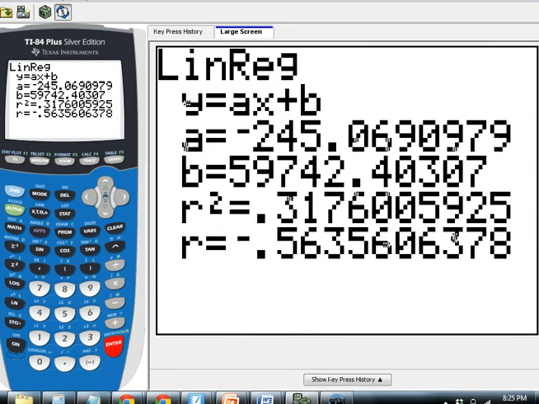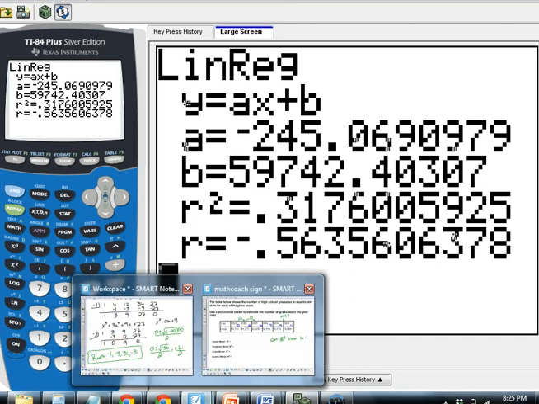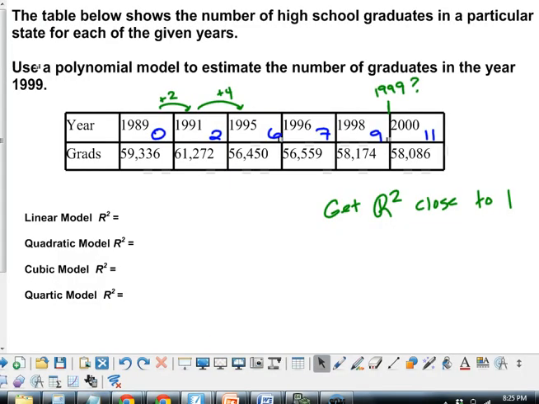If we look at this, you can see that the R squared value is 0.3176. So I'm going to go ahead and record that on my list, 0.3176, and that'll be something we can look at in a minute.